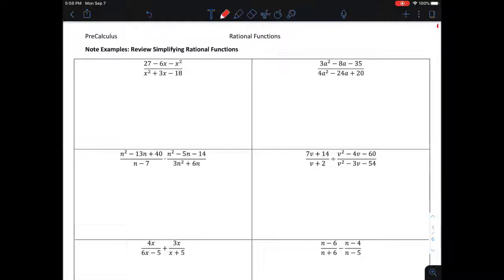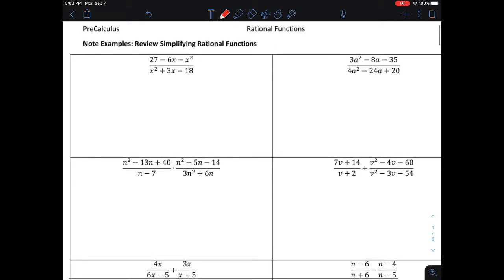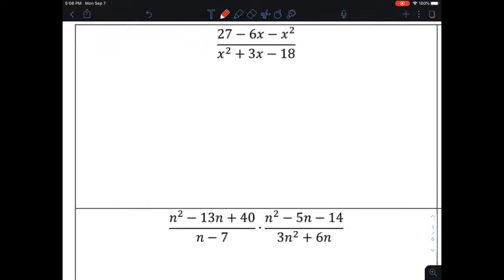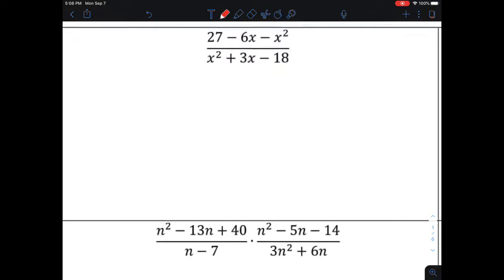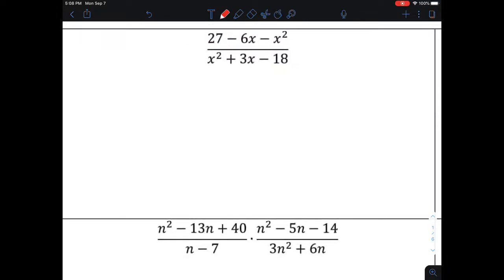In this video, we're going to look at reviewing some of our processes to simplify rational functions. And to begin with, we're going to do two problems where we simplify by factoring. Now, the process of simplifying is as such. If you have more than one fraction, you want to put it together. If you have one fraction, you want to see if there's a way to make it look a little less complicated. And so I'm looking at this problem, and I need to attempt to factor it to see if anything will cancel.